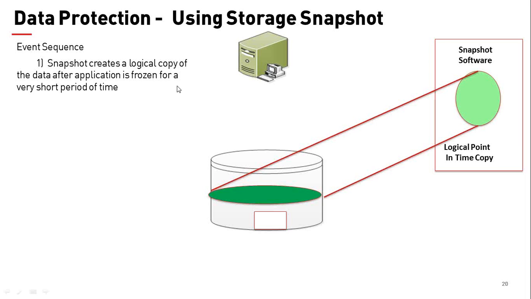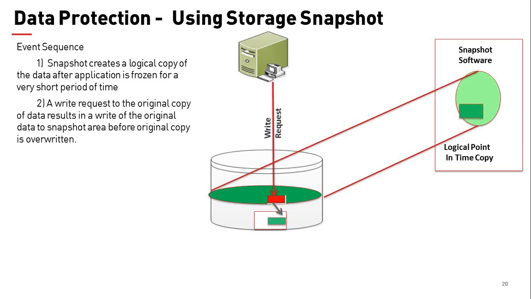When the snapshot is created, it primarily takes a logical copy of the data. Let's say a write request comes from a system and has to modify an existing block. In that case, the first step is that the existing data from that block is first written to the snapshot area, and then the data gets modified in the actual data space.